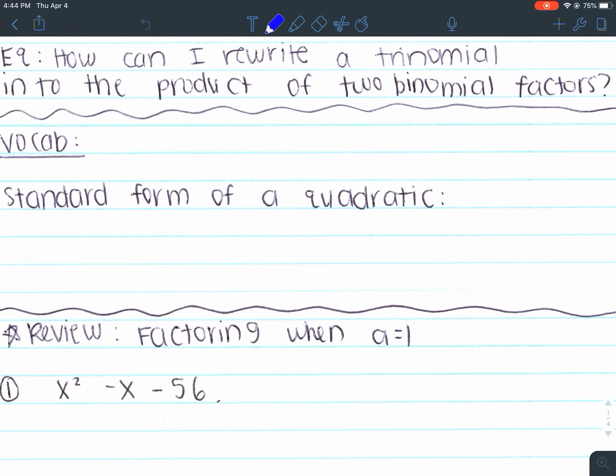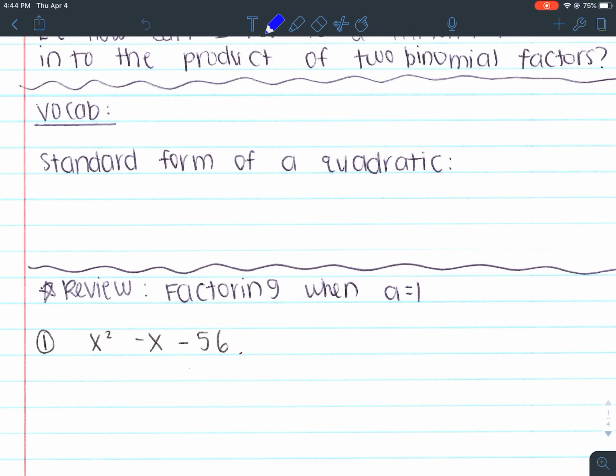Alright, so vocab. Our only vocab word is the standard form of a quadratic. So anytime we're factoring, we want it to be in standard form. And so standard form of a quadratic is ax squared plus bx plus c. And we're going to be seeing this in Unit 7 as well, so please get used to seeing that form. If we forgot what a quadratic is, that is basically one of those graphs that's like a parabola. Remember, it's like a U shape.